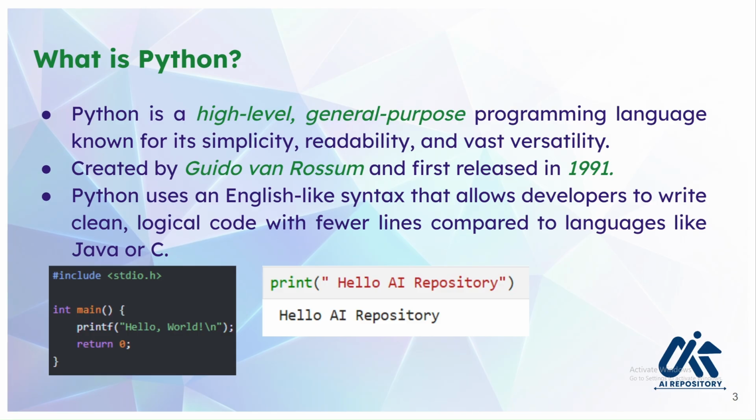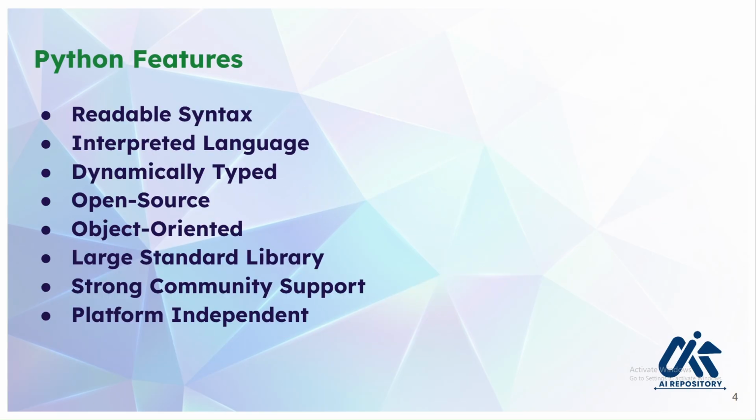Now, Python uses an English-like syntax that allows developers to write clean, logical code with fewer lines compared to languages like Java or C. To give you an example, I have written 2 codes in this slide. The code shown on the left-hand side is from C programming, and on the right-hand side we have used Python to write hello AI repository. You can see that to write just hello world or just to print a statement, we need approximately 5 lines in C programming, whereas in Python we only need a single print statement if you want to print anything on the screen.